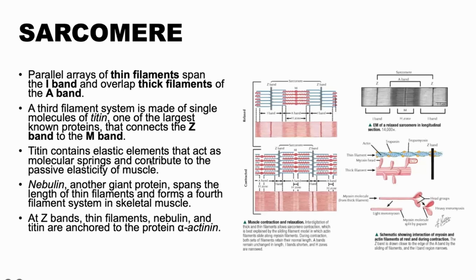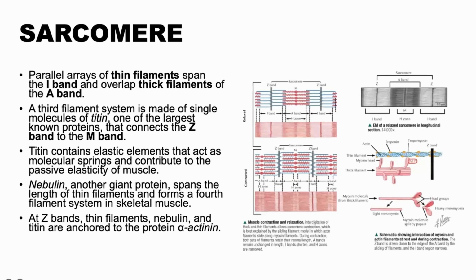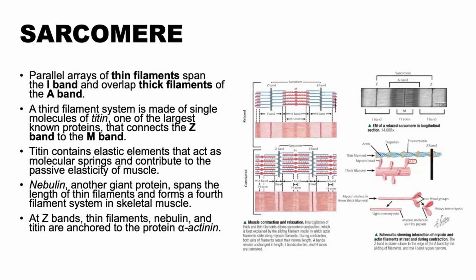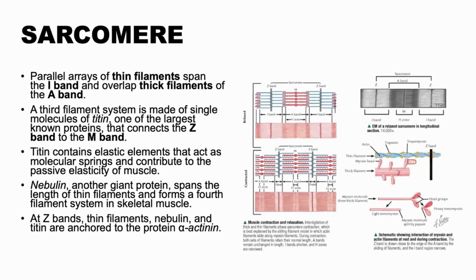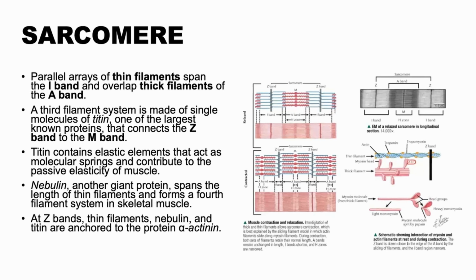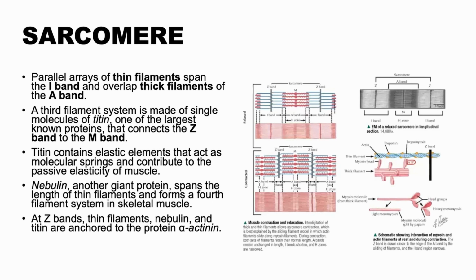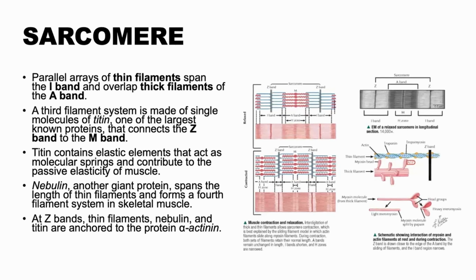This titin contains an elastic element that acts as a molecular spring and contributes to the passive elasticity of the muscle. So the titin is very important because it makes the muscle elastic, so that when the contraction takes place, it can shorten and recoil. Nebulin is another protein that spans the length of the filament and forms the fourth filament in the skeletal system. You don't have to know these proteins as long as you understand the sarcomere, the contractile unit, and the areas on it. That should be fine.